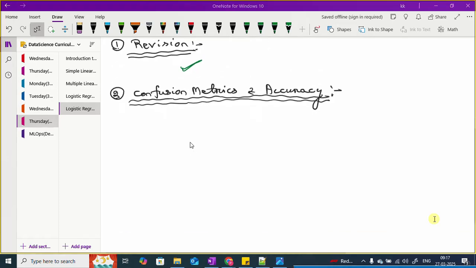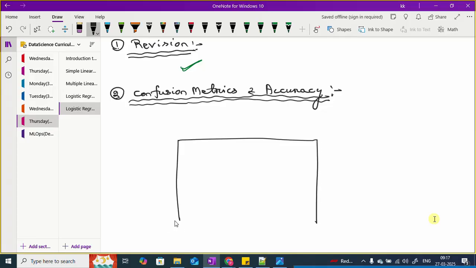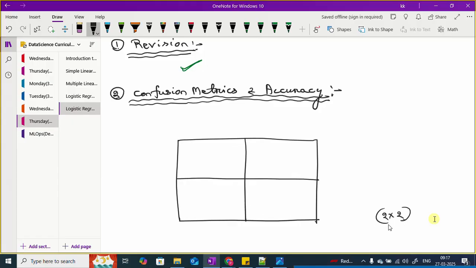As I have already taken the confusion matrix, or evaluation matrix, let me draw the same thing here today. Basically, this is a 2 by 2, or generally we call it a 2 cross 2 matrix. Here on the left-hand side I'm taking the actual value, here the predicted value, and here I'm taking, let's say, yes and no, yes and no.